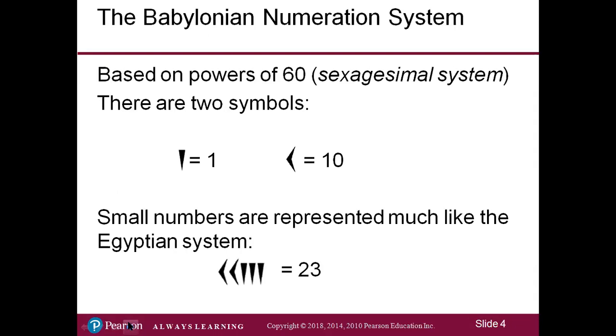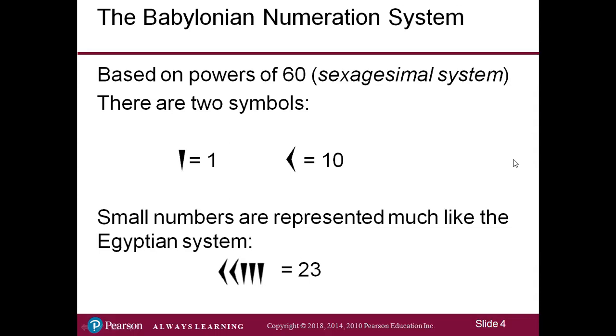The Babylonian numeration system. Based on powers of 10, there were 2 symbols. I call them a stroke and a boomerang. You can call them whatever you want. But we have one that looks kind of like you're just writing a 1, and the other one has a bend in the middle, right? So we've got a symbol for a 1 and a symbol for a 10.